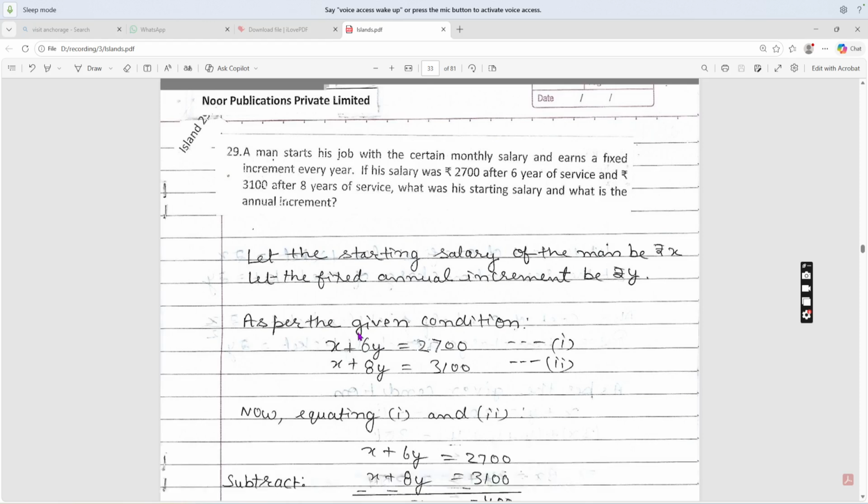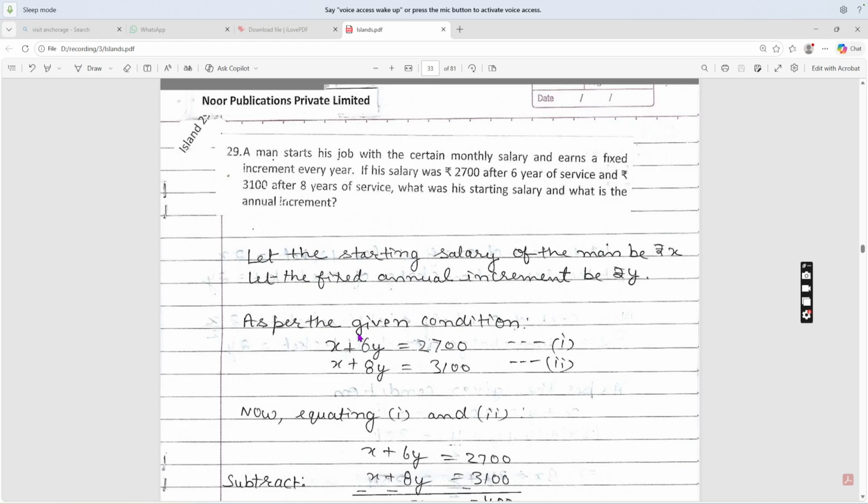A man starts his job with a certain monthly salary and earns a fixed increment every year. If his salary was rupees 2700 after 6 years of service and rupees 3100 after 8 years of service, what was his starting salary and what is the annual increment? Let the starting salary of the man be X rupees. Again, the question is almost the same. Same genre is there, but with different language.